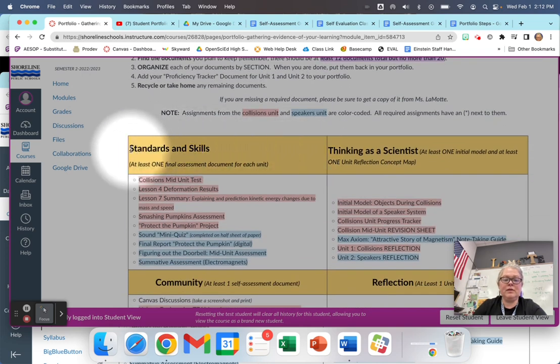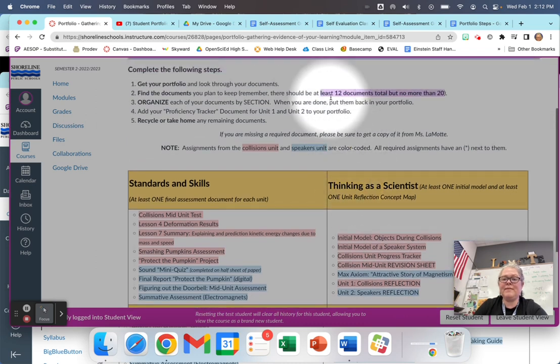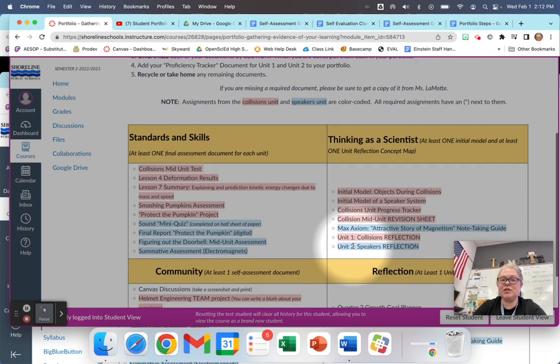For example, there should be at least 3, but no more than 5 in standards and skills, thinking as a scientist, community, and reflection. That means that you'll have a total of 12 documents, but no more than 20 that are assembled in your portfolio. Each of these materials that you're going to put into your portfolio for each of the 4 categories will serve as the evidence of your very best learning in each of these 4 categories.